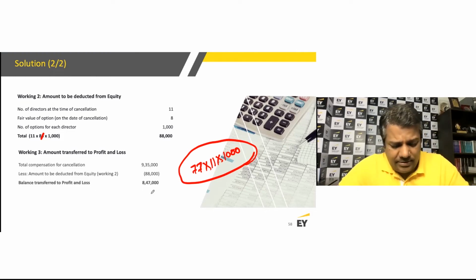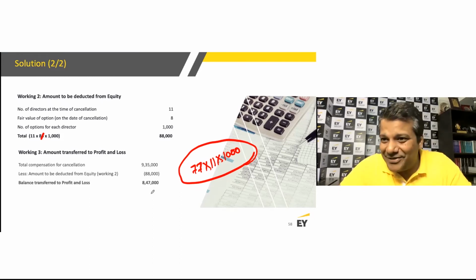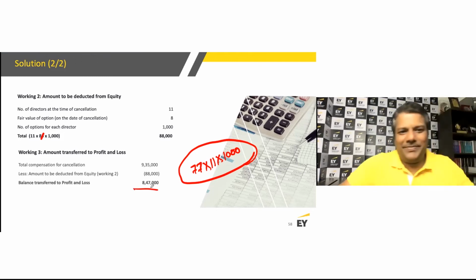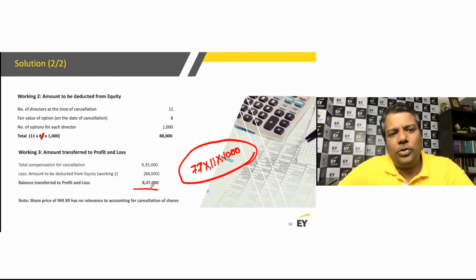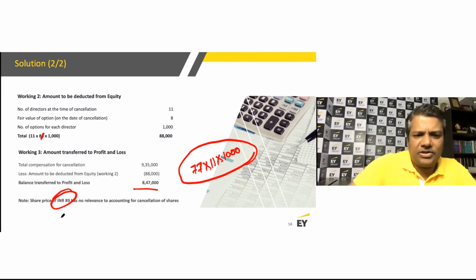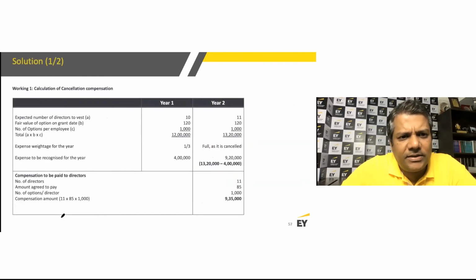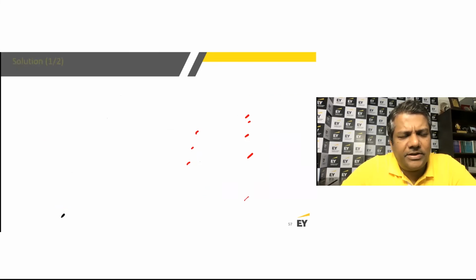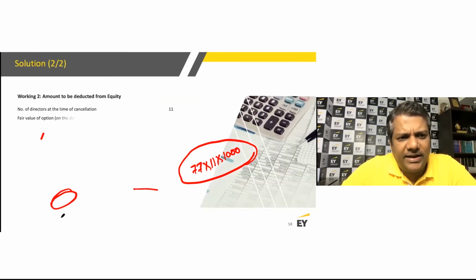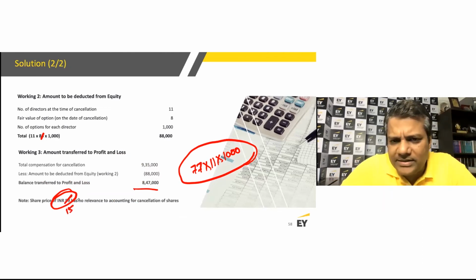Let me do a quick math here. 77 into 11 into 1000, yeah, 8,47,000, right? You get the same number. Awesome. The share price has no relevance to accounting for cancellation of shares, right? What was the share price? Share price was 15, right? Share price of 15 has no relevance in accounting for cancellation of shares.